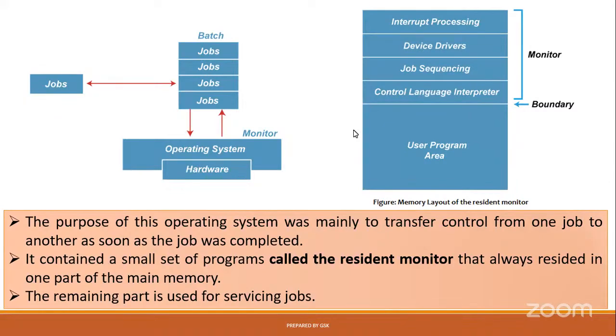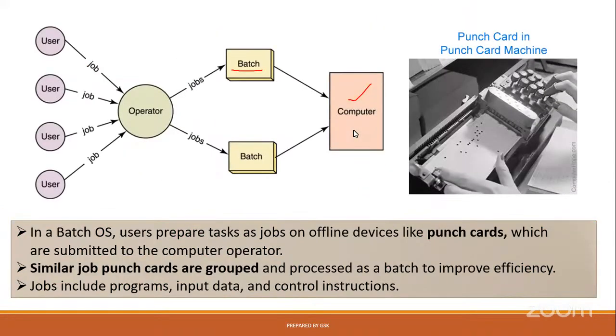But here the problem is CPU idle time is more. The CPU may sit idle for a long period of time because one batch is completed. After that, the operator has to submit batch 2 related jobs. So until that, the CPU has no work.